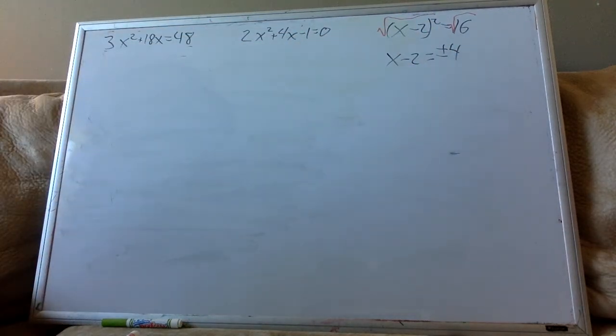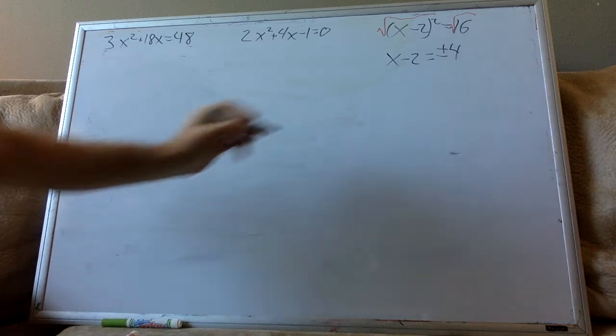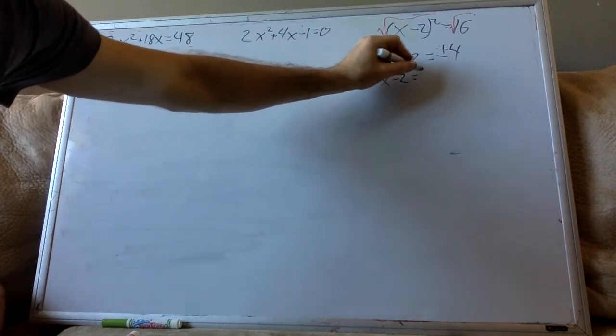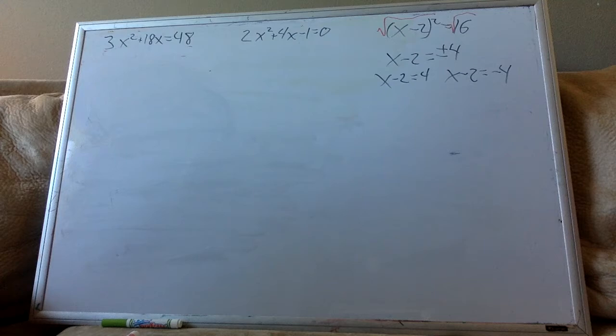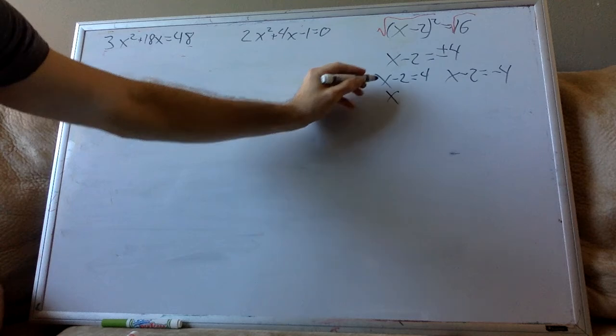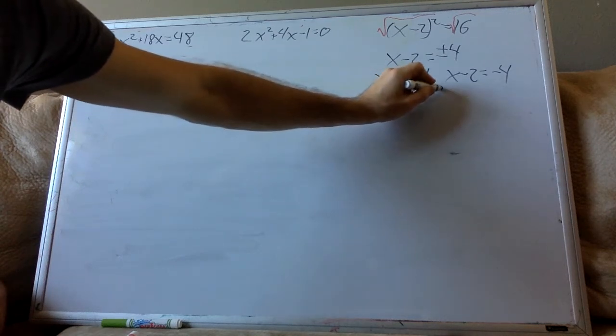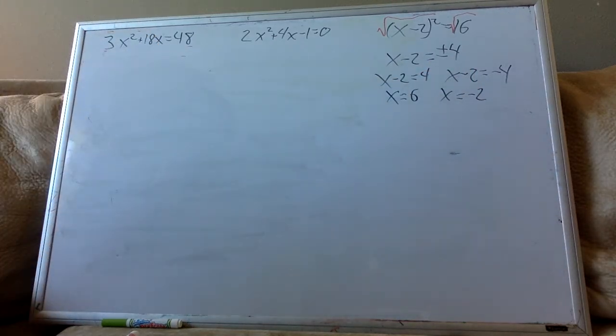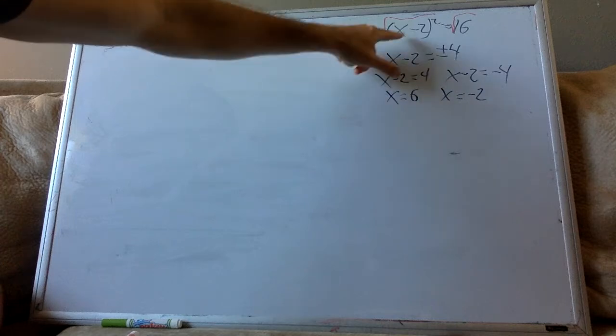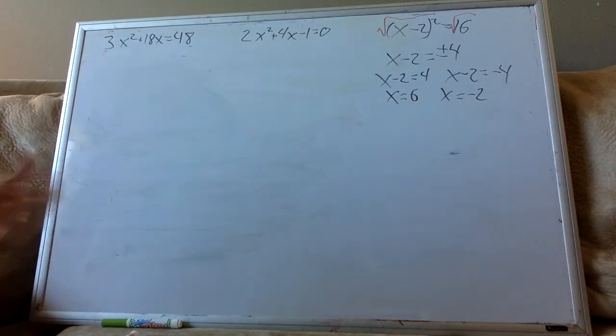So from here, it may be helpful initially to write this as two things. We have x minus 2 equals 4, and we have x minus 2 equals negative 4. Now we can solve these pretty simply by adding 2 to both sides, getting 6, and adding 2 to both sides, getting negative 2. Then we just need to make sure that those solutions work. 6 minus 2 is 4, negative 2 minus 2 is negative 4, and both those squarings work.